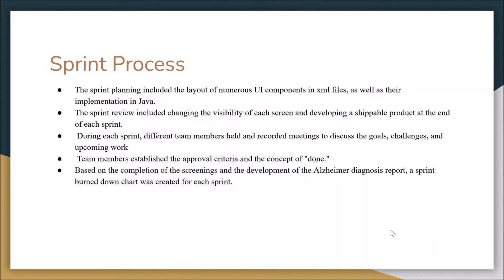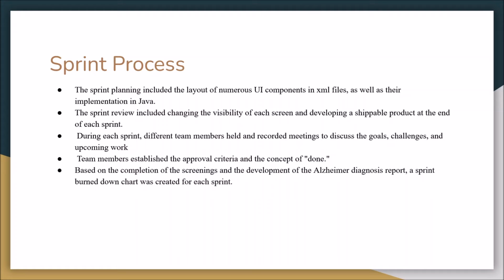Sprint process. The sprint planning included the layout of numerous UI components in XML files, as well as their implementation in Java. The sprint review included changing the visibility of each screen and developing a shippable product at the end of each sprint.